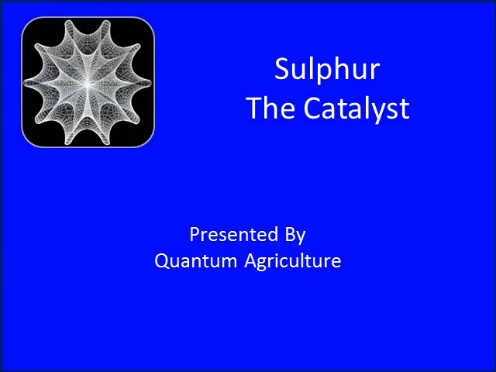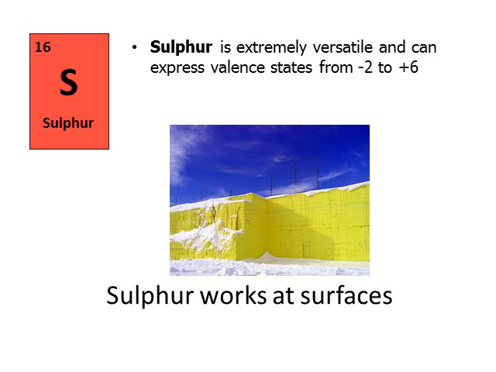Okay, this presentation is about sulfur, and I have identified here in this presentation sulfur as a catalyst. In biochemistry, sulfur works with warmth as a catalyst. Warmth is a catalyst, or sulfur is a catalyst, or really between the two they're catalysts. And what sulfur does is it works at the surfaces of things, the edges, the boundaries.